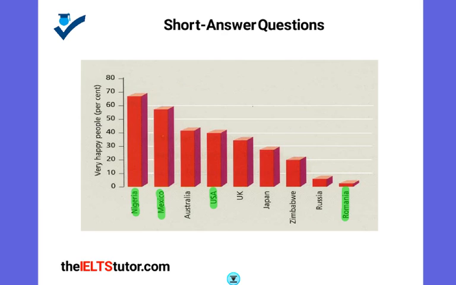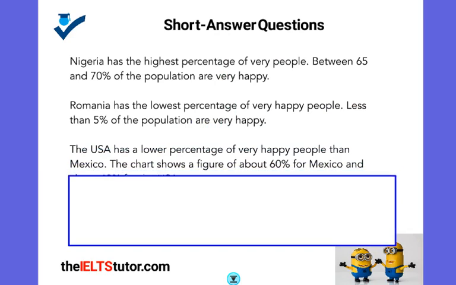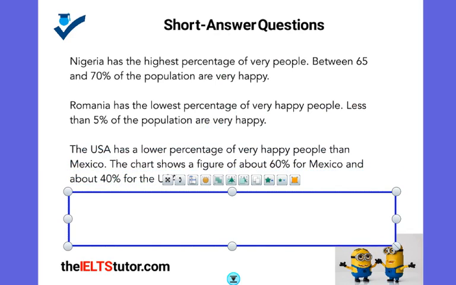Okay, so these are the observations that you can make about the two countries. The USA has a lower percentage of very happy people than Mexico. And the chart shows a figure of about 60% for Mexico and about 40% for the USA.